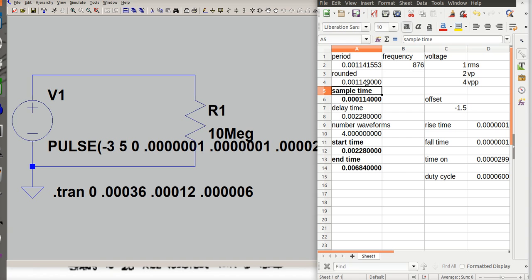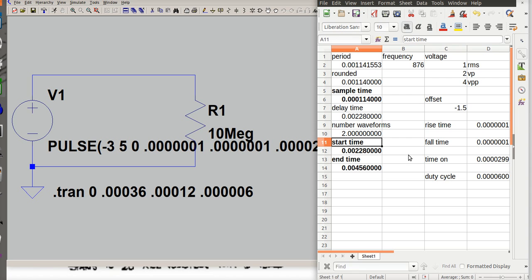Okay, now my sample time is 1/10, so I'm adding a 0. I set the spreadsheet up to do that for me. My delay time is twice my period, so that's set up to figure for me. Number of waveforms, this time I only want 2. So I'm going to go from 228 to 456. So it's going to start after 2 waveforms, and it's only going to run for 2 waveforms.